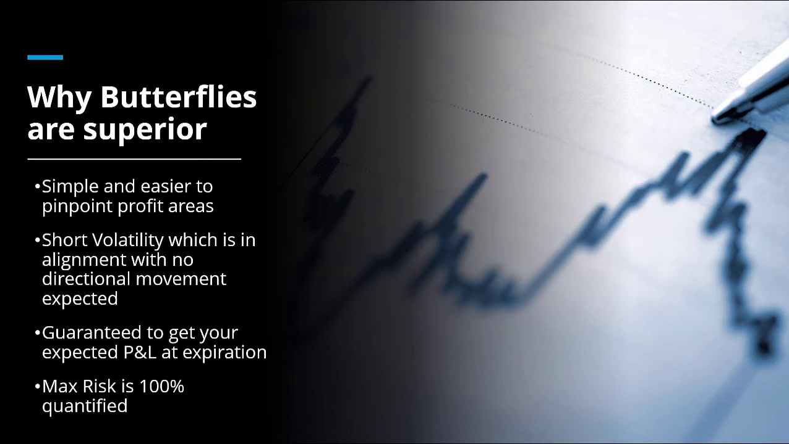They are simple, and it's very easy to pinpoint your profit areas. With the horizontal spread and the changes of volatility, you could take a look at it and say, okay, well, I think it's going to be in this area, but there's no way for you to understand or even predict what volatility is going to do. And all of a sudden, your risk graph can change.